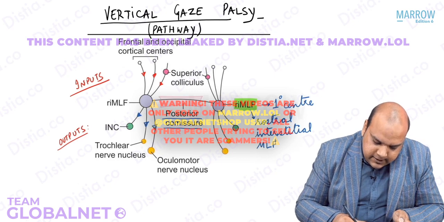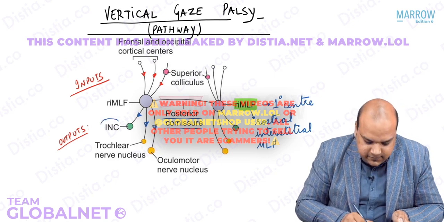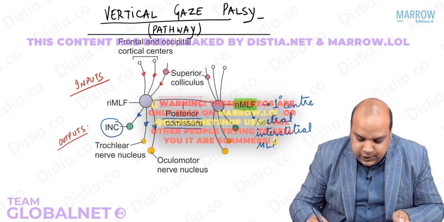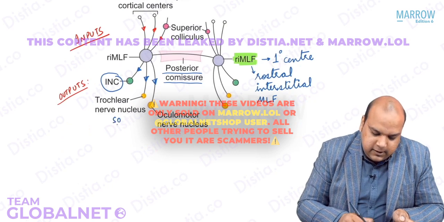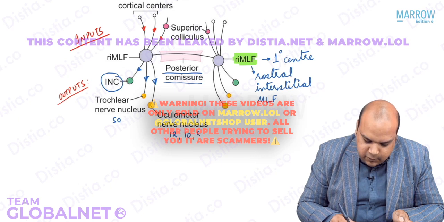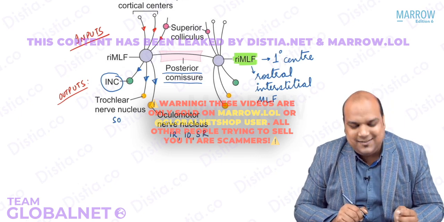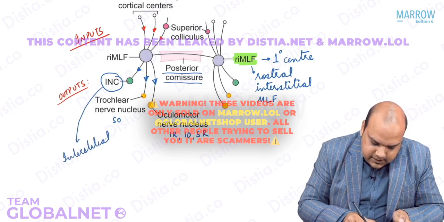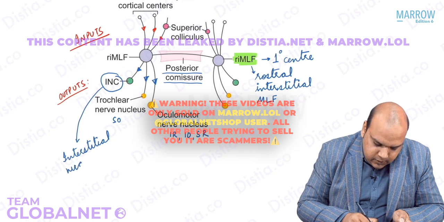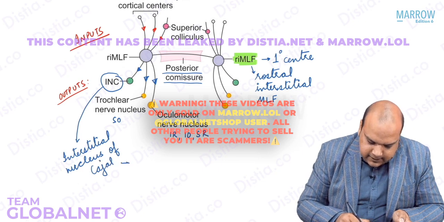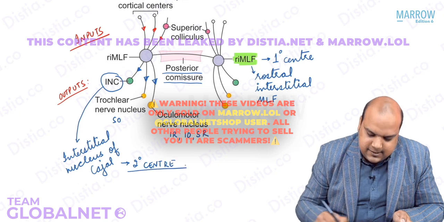The first structure it is going to is labeled as INC. Very important. Then the trochlear nerve nucleus, and then the oculomotor nerve nucleus. Trochlear nucleus will control superior oblique, oculomotor will control inferior rectus, inferior oblique, and superior rectus. I hope you understand. What is INC, everybody? INC is interstitial nucleus of Kajal. This is said to be the secondary center of vertical gaze.